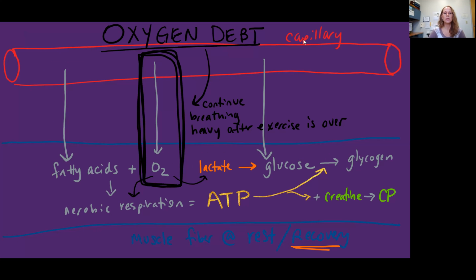We also are going to see what's happening with our oxygen debt. So here we see that you might continue breathing heavily even after your exercise is over, because you need to replace that oxygen that's been used up by that muscle cell. So we're back to looking at our muscle at rest and at recovery. It's getting that oxygen in to use for aerobic respiration, ATP. It's also going to be doing this conversion of lactate to glucose to glycogen. It's going to be building up the creatine phosphate reserves, and it's going to be storing some of that oxygen with the molecule myoglobin.